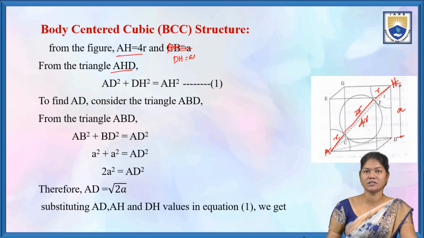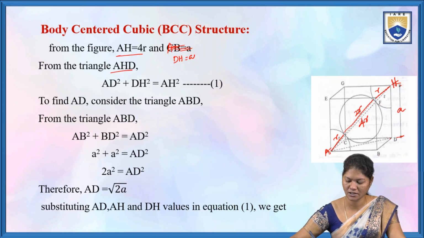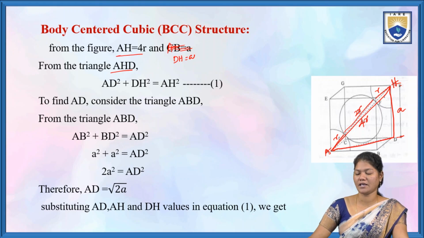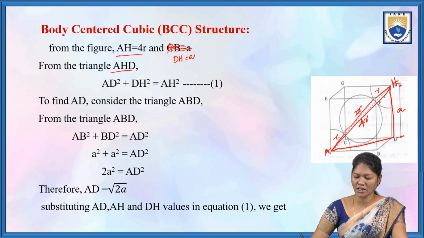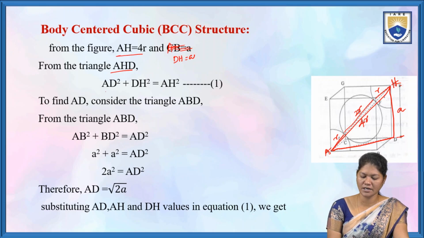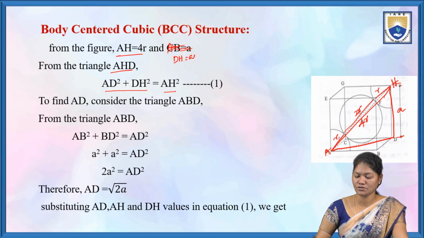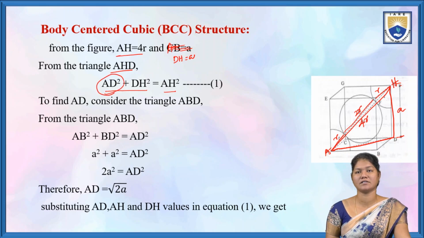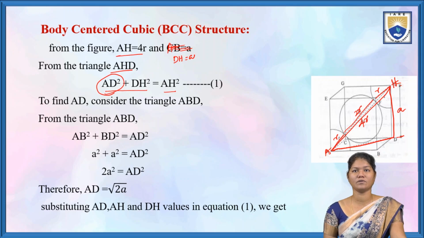So now I am taking the triangle AHD. From the AHD triangle, AD square plus DH square is equal to AH square. So AD square is nothing but AB plus BD. Okay.